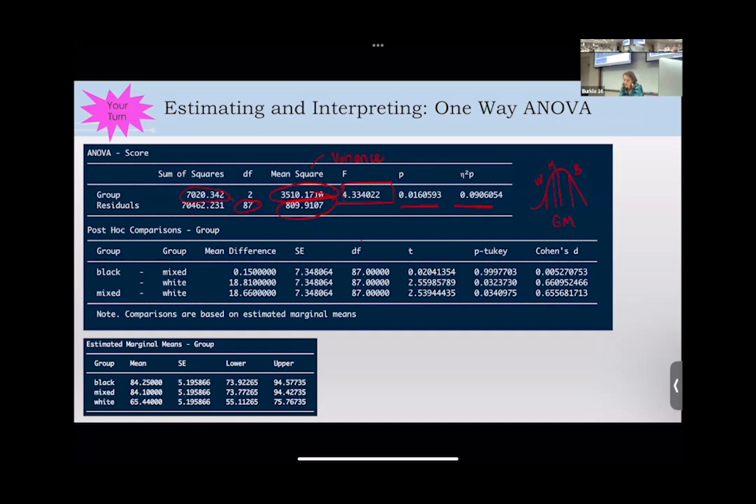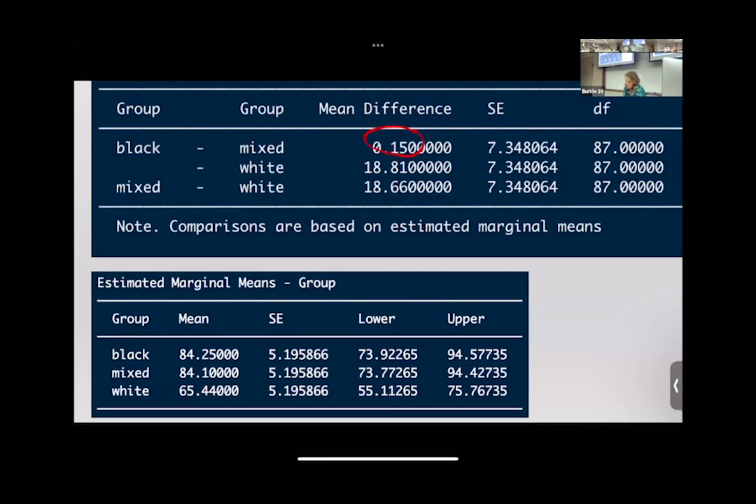Then we can do our pairwise comparisons. Students in a black room versus students in a mixed room. There's a 0.15 difference in our sample data in performance. And using our means here, we can see, well, which one was higher between black and mixed? 84.25, 84.10. What's that difference? 0.15.